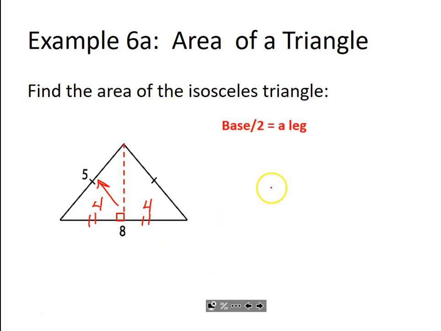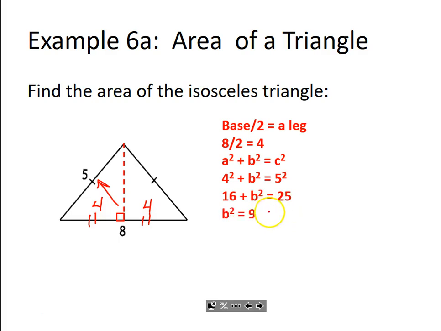So we're going to do a squared plus b squared equals c squared. So that's 4 squared plus b squared equals 5 squared. That's 16 plus b squared equals 25. Subtract the 16 from both sides. We're going to take the square root again of both sides of this. So that gives us that b is equal to 3. And that is our height right here.